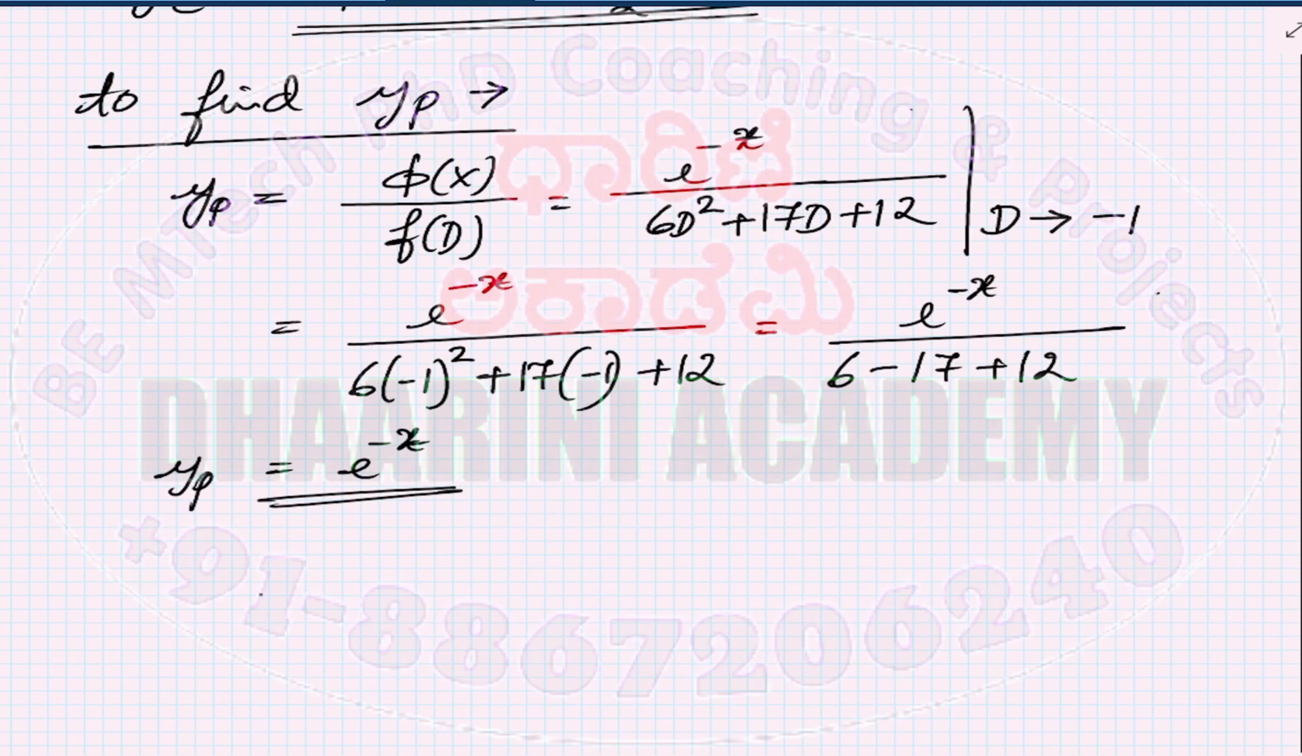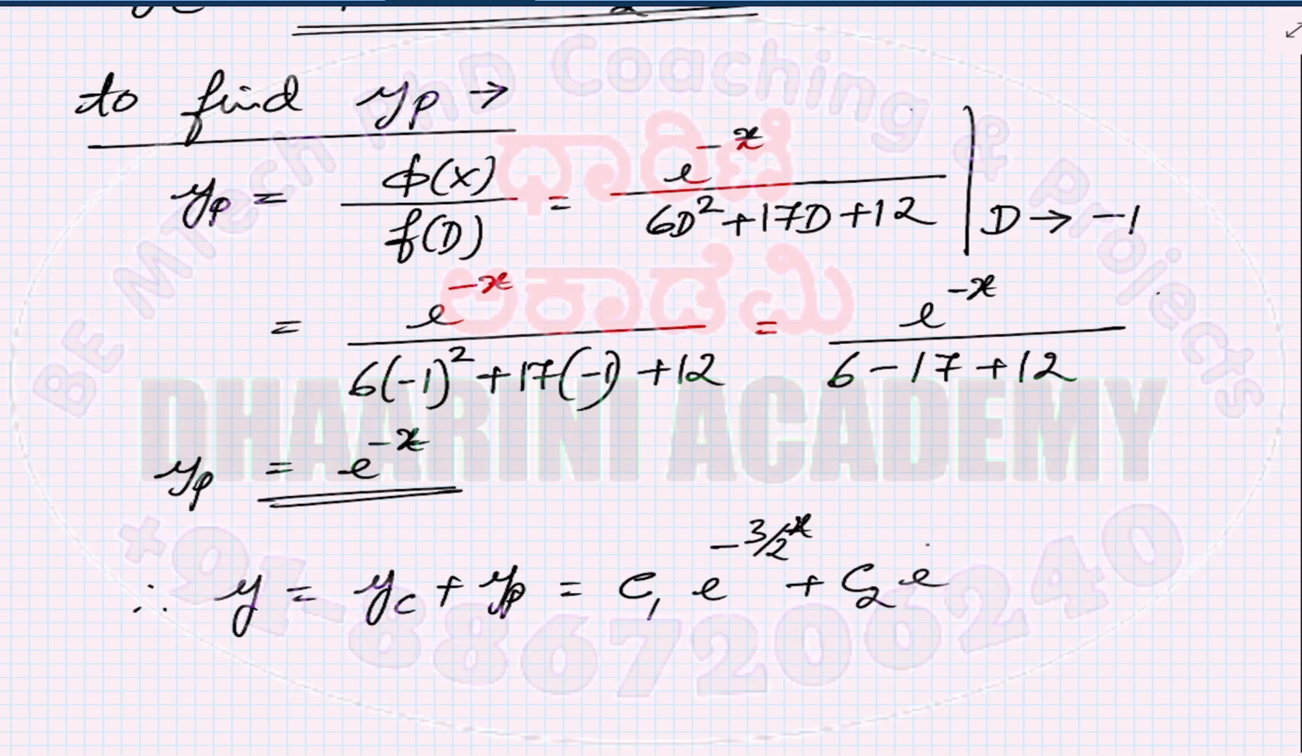Okay, now the final answer. Therefore, the solution y is equal to yc plus yp. So yc we already have calculated. So I think we got c1 e to the power minus 3 by 2x plus another constant c2 e to the minus, I think, 4 by 3x, and this yp is e to the power minus x. So we got an answer which contains only x terms, no dy by dx, no y. So that is the solution of the given differential equation.